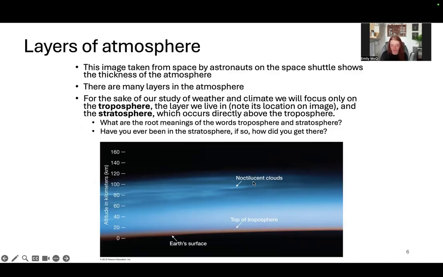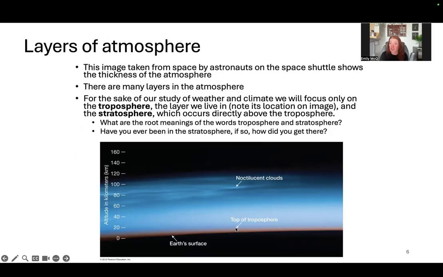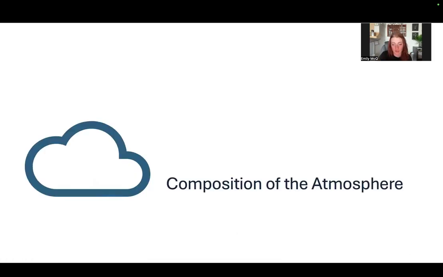Noctilucent clouds. That's a fun word. Noctilucent. So above the troposphere, here's the top of the troposphere. Again, we are living in the troposphere, so just this layer here is the top of where we're living, and that's where planes fly. It's crazy how thick this atmosphere is.